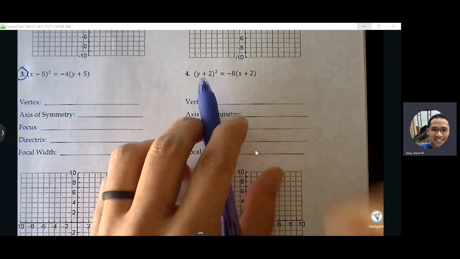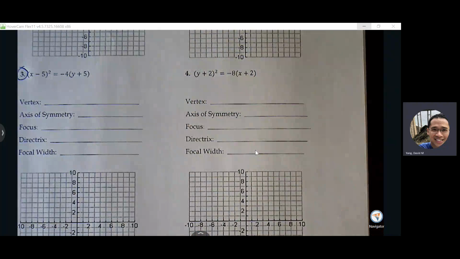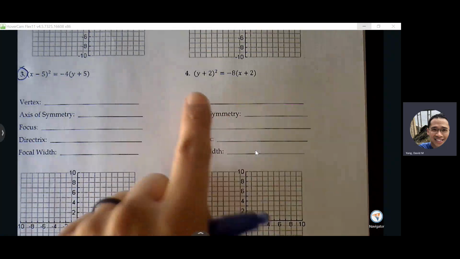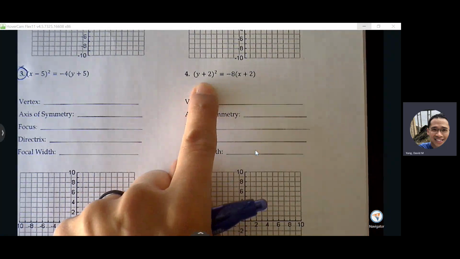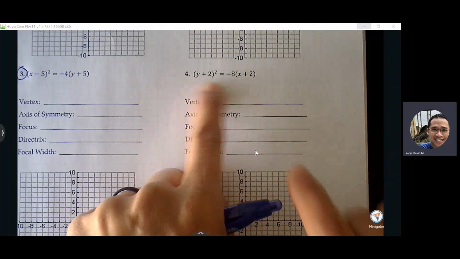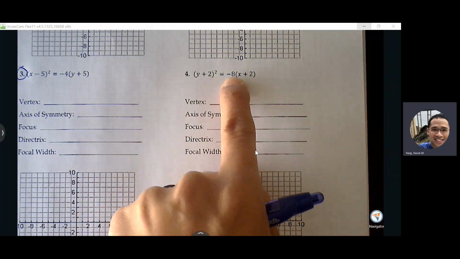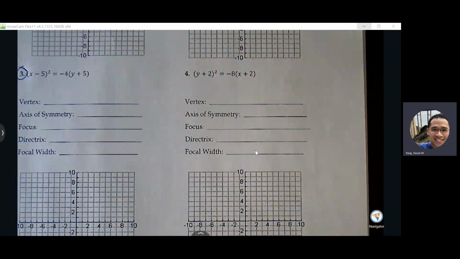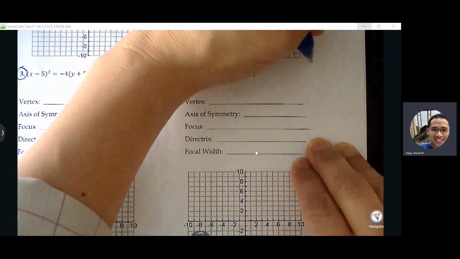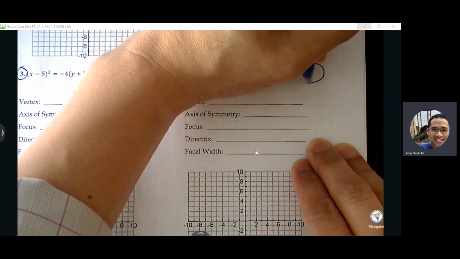So we see (y + 2) squared equals -8(x + 2). Now y is being squared. So is this parabola opening up or down, or is it opening left or right? Left or right. So we know it's going to be one of either left or right. And the way that we can tell is we look at what's on the other side. Is it a negative or is it a positive? Because it's negative, we associate negative with left. We associate positive with right. So we know that this parabola is going to open this way.